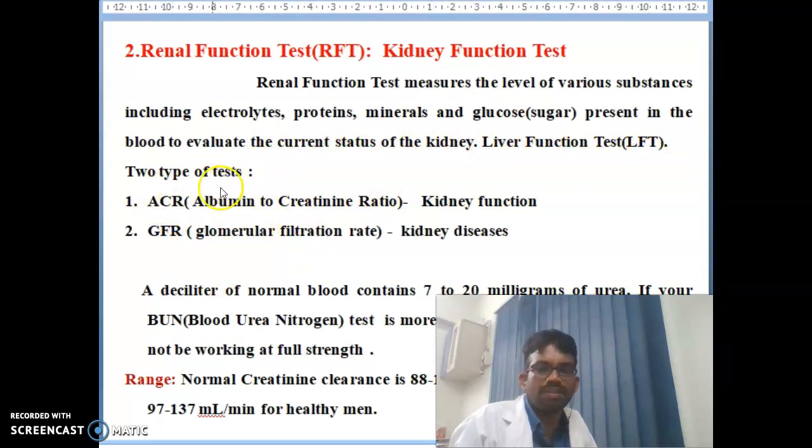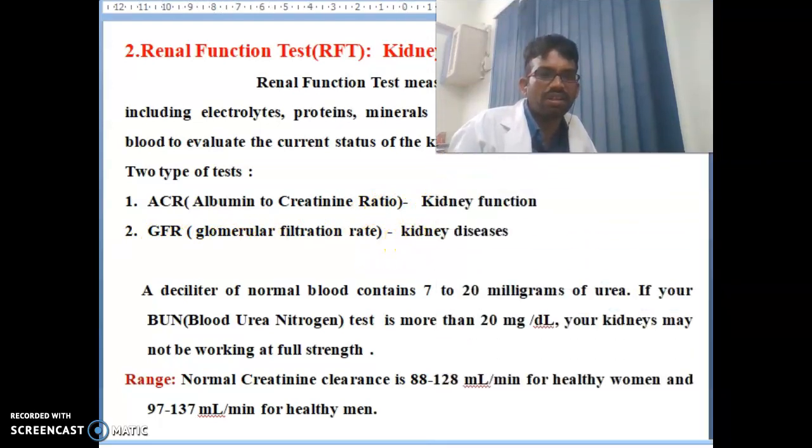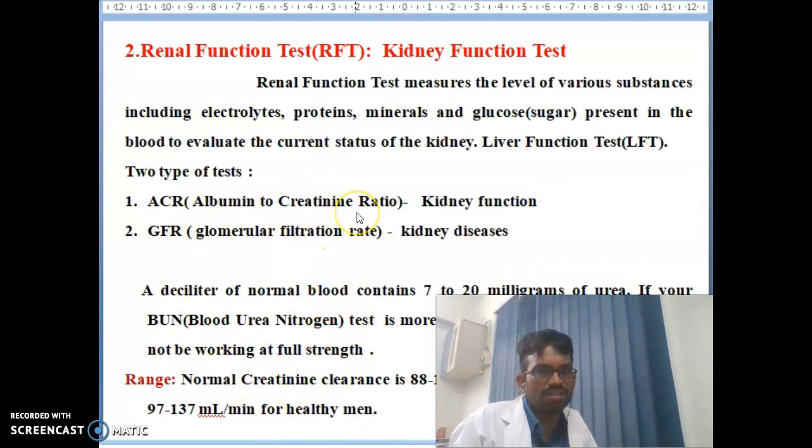There are two types. You can go into ACR, meaning albumin to creatinine ratio, like kidney function, and GFR, meaning glomerular filtration rate, for kidney disease. The normal blood urea nitrogen is 7 to 20 milligrams per deciliter of urea. If the blood urea nitrogen test is more than 20 milligrams per deciliter, our kidney may not be working at full strength. So this is the range I mentioned here. You can find out from the renal function test what the kidney levels are.